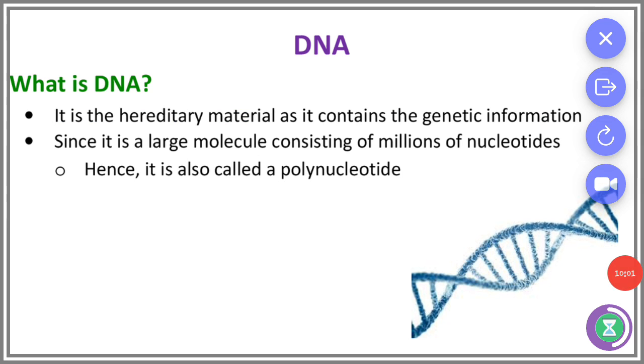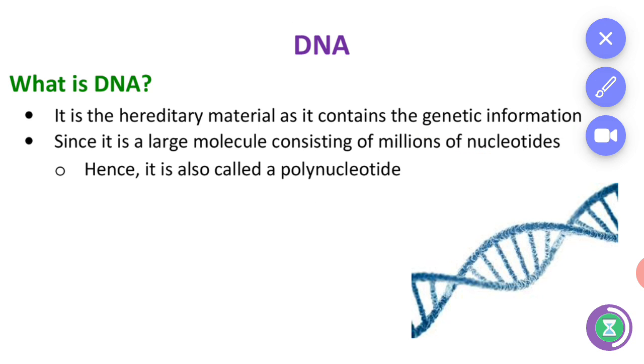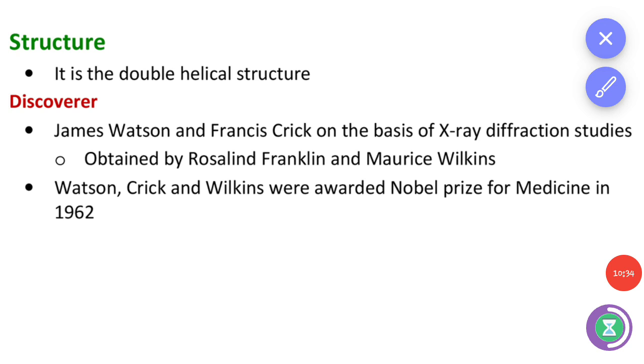And next topic is DNA. So what is DNA? It is a hereditary material as it contains the genetic information. Since it is a large molecule consisting of millions of nucleotides, hence it is called polynucleotide. So DNA has millions of nucleotides, that's why it's called polynucleotide.